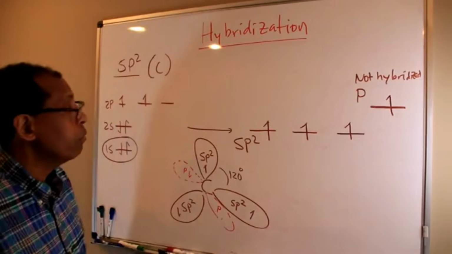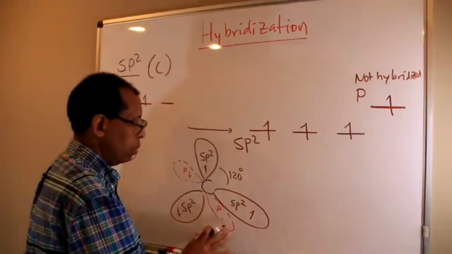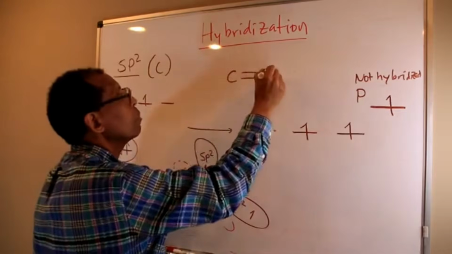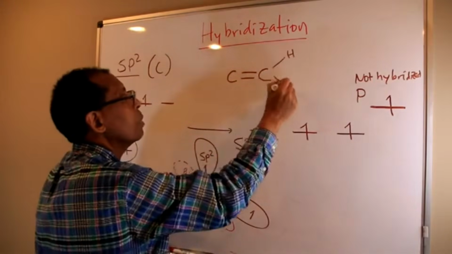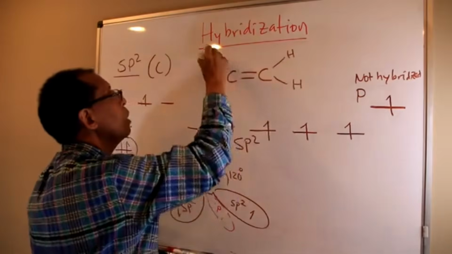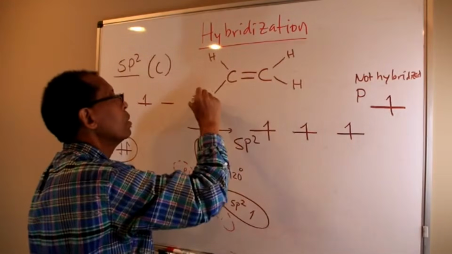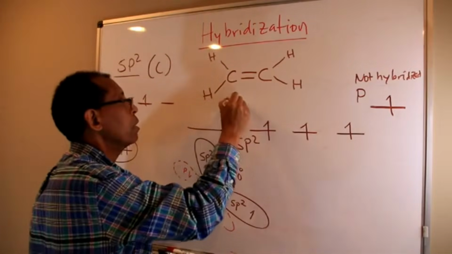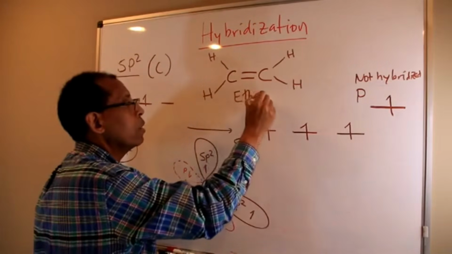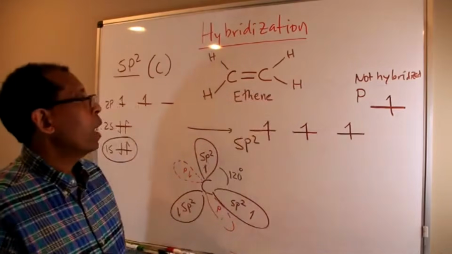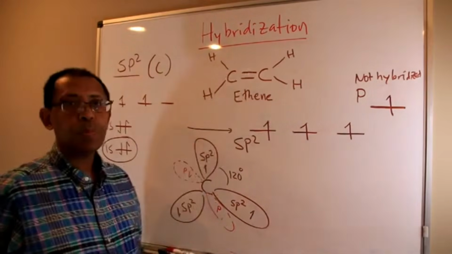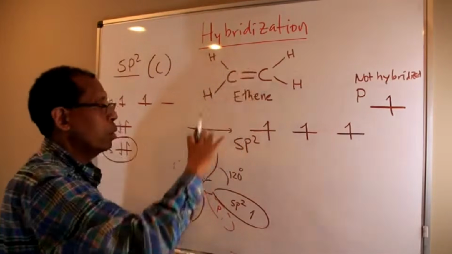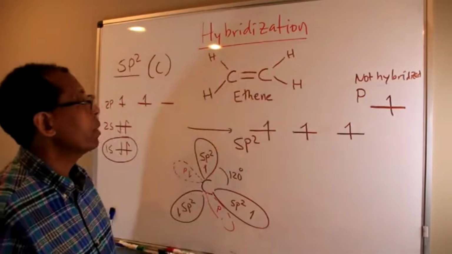But let me give you an example. Just keep this in mind. We have C, H, H, H, H. This molecule is called ethylene. We'll discuss it later in detail in the future. It is ethene. It has a double bond, 1 sigma bond and 1 pi bond. I will explain which one is a pi bond.